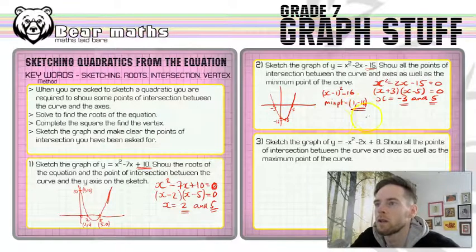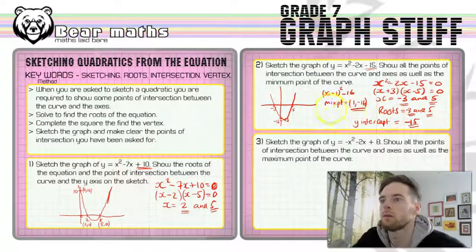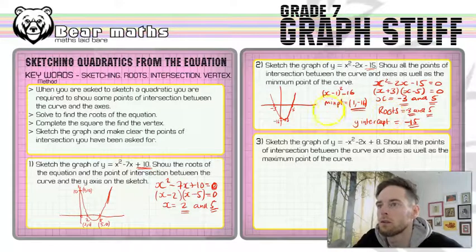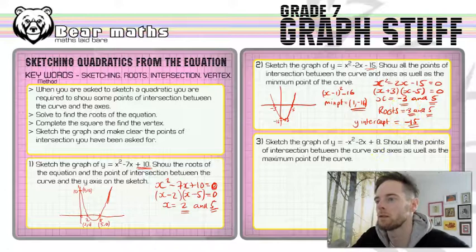I've got the minimum point, I've got the roots equal minus 3 and 5, and I've got the y-intercept. Doesn't hurt to do this, does it? Is minus 15. Alright, we've just labelled what each of those key things was. We've got that bit, that bit, and that bit. There's all our points of intersection.